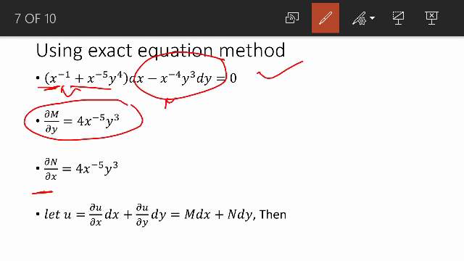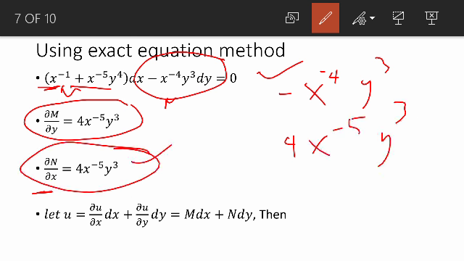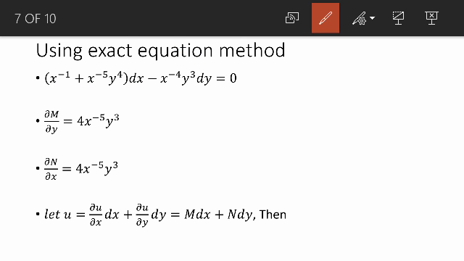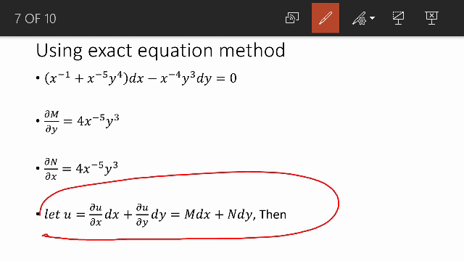Okay, so if I differentiate with respect to x, remember what we have is minus x raised to power minus 4 y cube. Differentiating with respect to x means minus 4 comes down here to become 4x raised to power minus 5, then y cube. That's exactly what we have here. So you can see that these both look alike, meaning that it is now an exact equation. So we can now solve this, where we say let u be equal to, du dx plus du dy, which is equal to m dx plus n dy, where u is the solution.